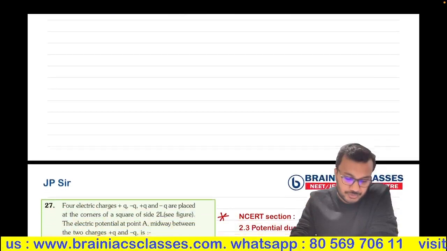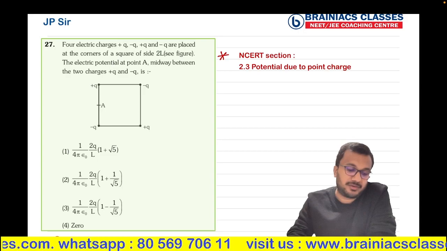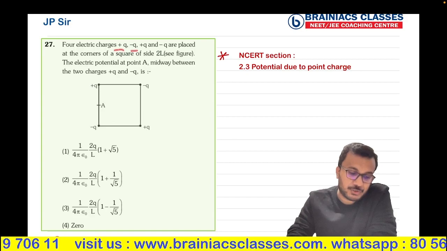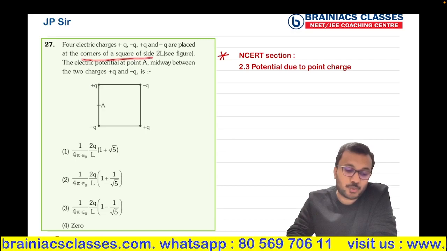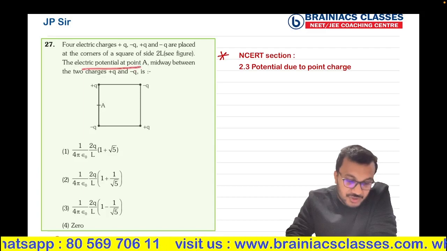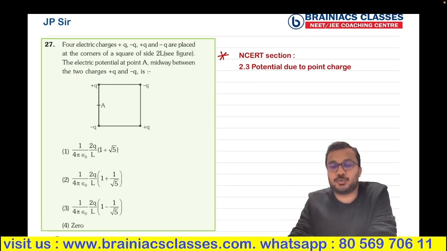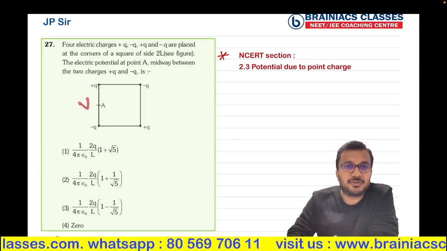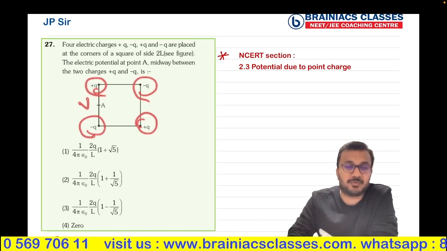Let's move to question number 27. Four electrical charges plus q, minus q, plus q, minus q are placed at the corners of a square of side 2L as shown in the figure. The electrical potential at the point A midway between the two charges plus q and minus q will be. The question is asking what the potential is here. I have given you 4 charges, plus q, minus q, plus q, minus q. You tell me what the potential is here.